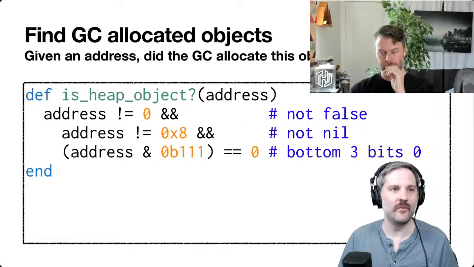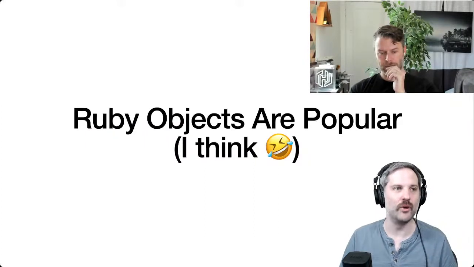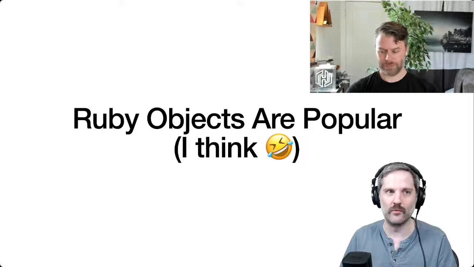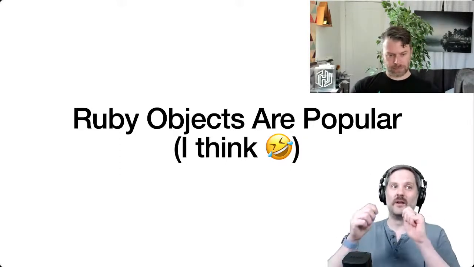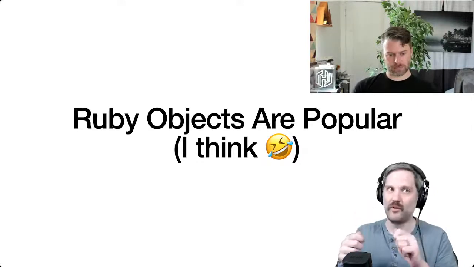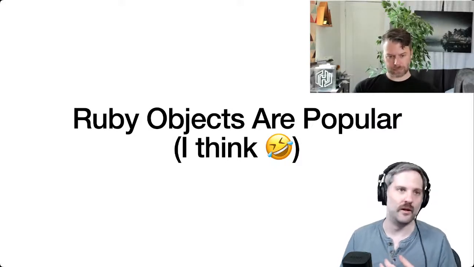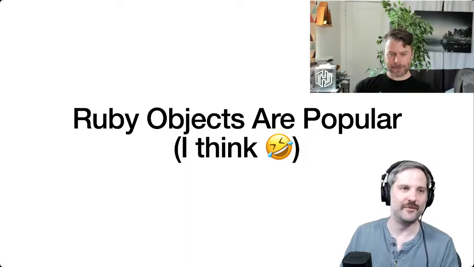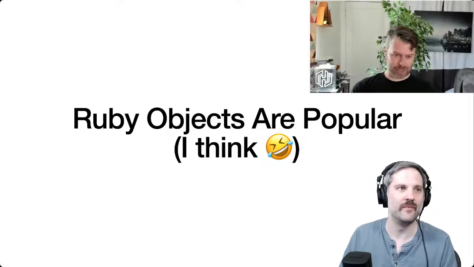The reason I bring this up is I think it's pretty interesting because in Ruby we like to use objects. I think that using objects is pretty popular. So we have to do this check a lot of times. Anytime we're calling methods, we can't just look at the bottom 3 bits. We have to look at the bottom 3 bits, but also make sure these other two cases are not true. That's an interesting issue. Yeah, you do it a lot. Every time you want to do some operation, you have to check that tag.